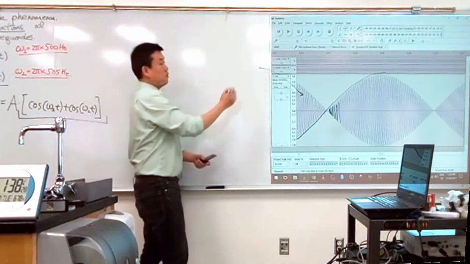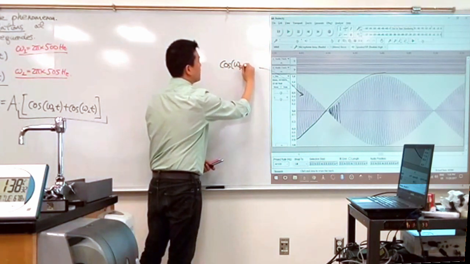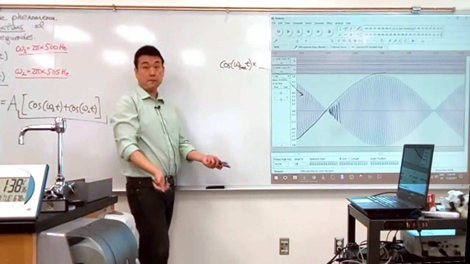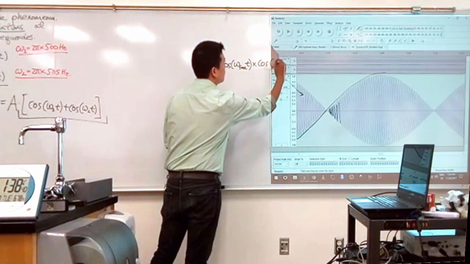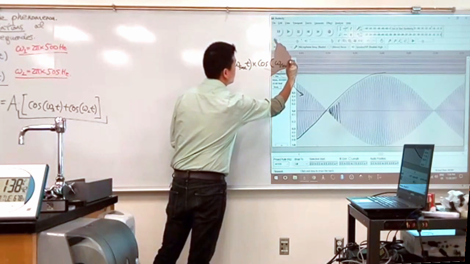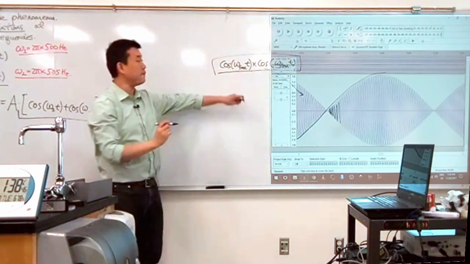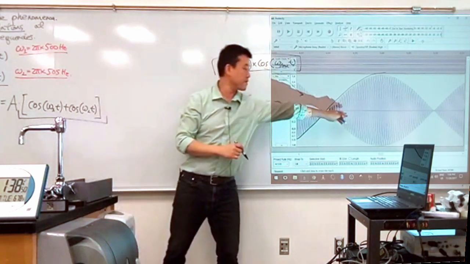So one way I can describe this function is as a product of, let's say, cosine of omega fast t times the envelope, cosine or sine, doesn't matter, cosine of omega slow times t. Does it make sense to you that if I wrote down a function in this form, that does represent this?